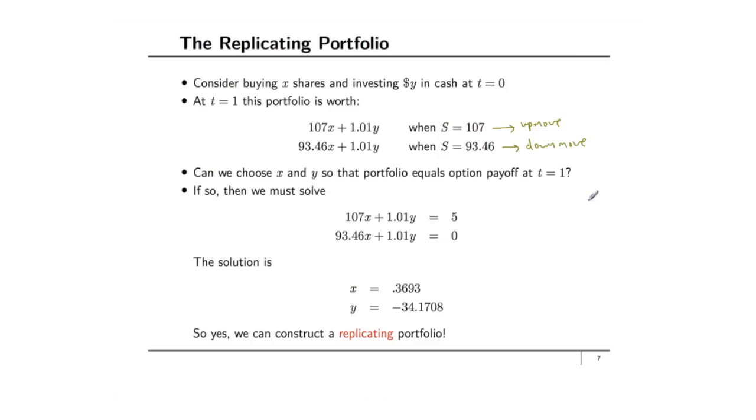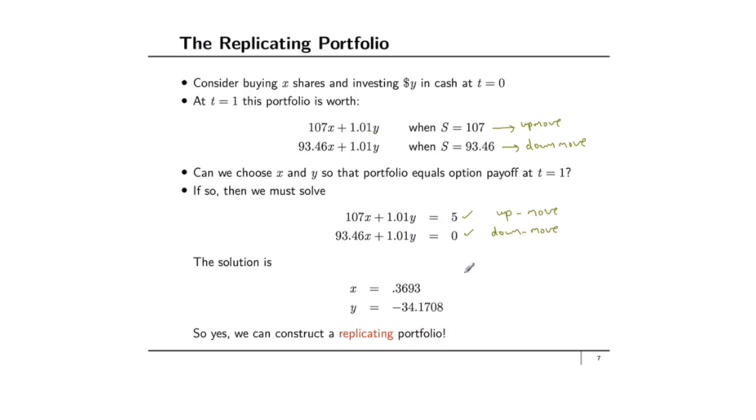So we're going to choose X and Y so that the portfolio we've built in the stock and cash account at time t equals 0 equals the option value at t equals 1. The option value at t equals 1 is 5 in an up move and 0 in a down move. So 5 in the up move. We've already seen what the portfolio is worth in an up move. It's 107X plus 1.01Y, which is exactly what we have here. And in a down move, the portfolio is worth 93.46X plus 1.01Y.